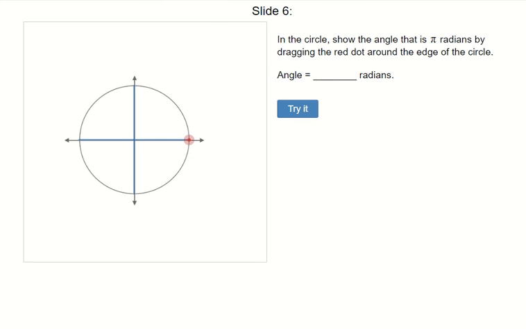So slide 6, in the circle, show the angle that is pi radians by dragging the red dot around the edge of the circle. So as we saw in that GIF on Wikipedia, there are pi radians in a half circle. So it would just be 1/2 of the circle.